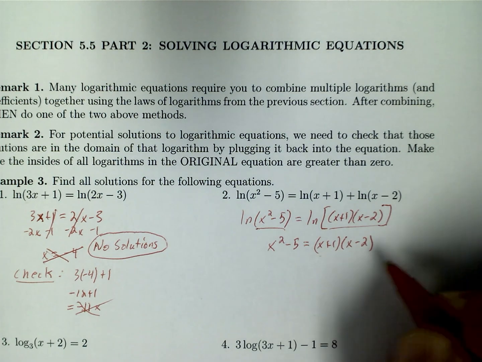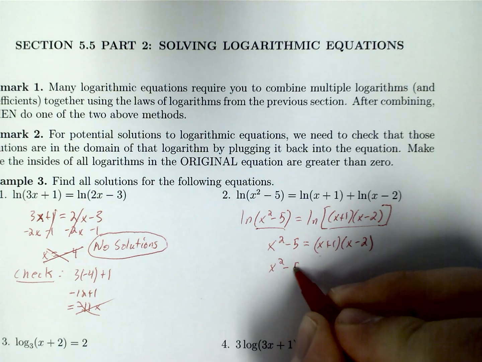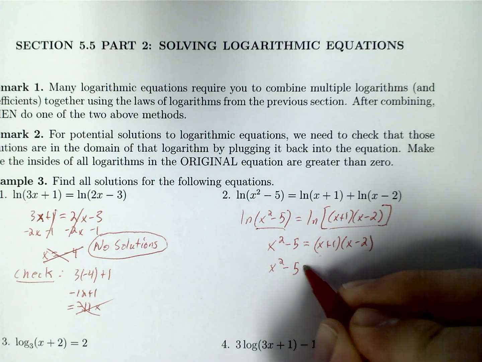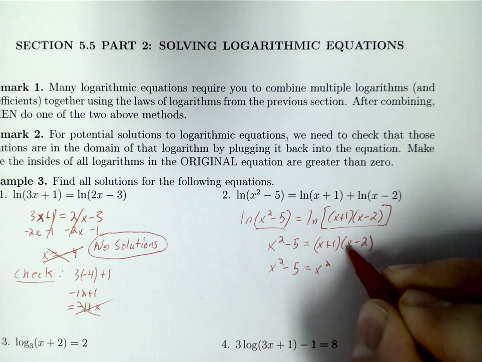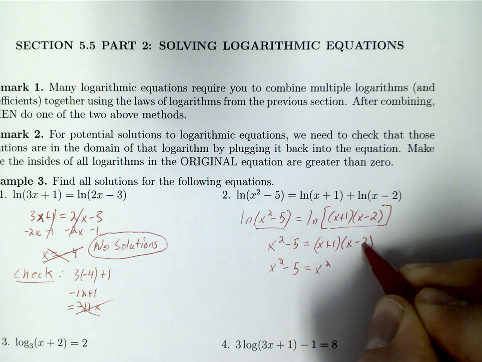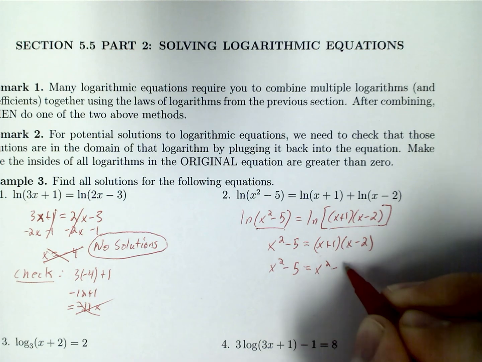We can now multiply this out, and when we do, we get x times x is x squared. We get 1 times x is 1x. x times negative 2 is negative 2x. Combining them, we get minus x. 1 times negative 2 is negative 2.